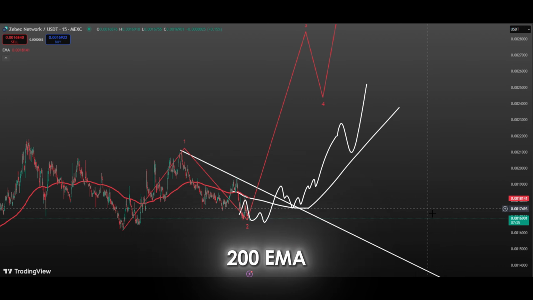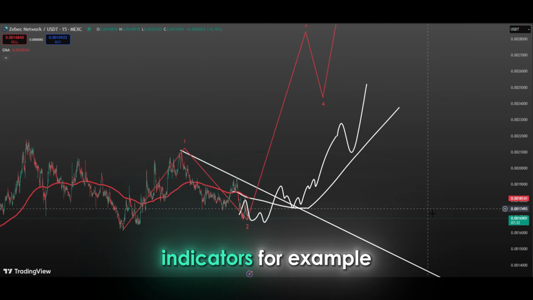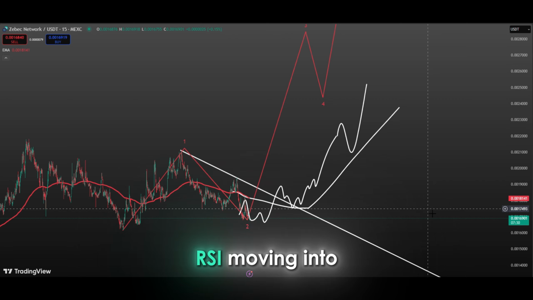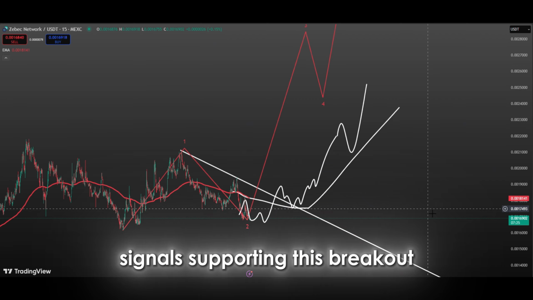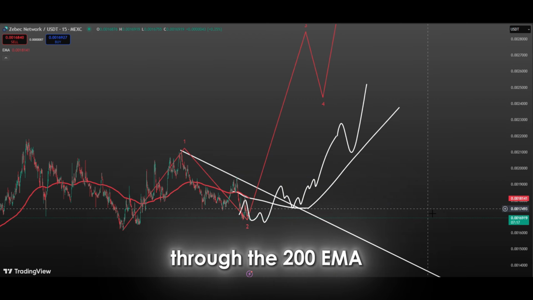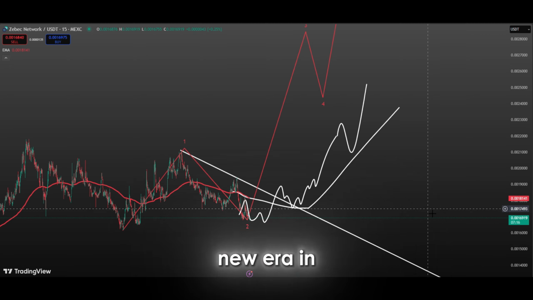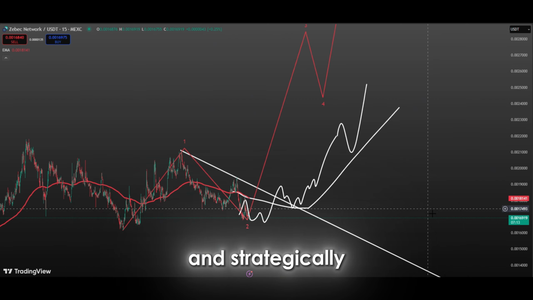Persistence above the 200 EMA is not only important for price, but also for the coherence of other technical indicators. For example, RSI moving into positive territory, MACD giving a buy signal, or a noticeable increase in volumes would be positive signals supporting this breakout. When all these technical conditions come together, it may be possible for the price to enter a much stronger uptrend in the coming periods. To summarize, if the price breaks through the 200 EMA, it could usher in a brand new era in the market, not only technically, but also psychologically and strategically.